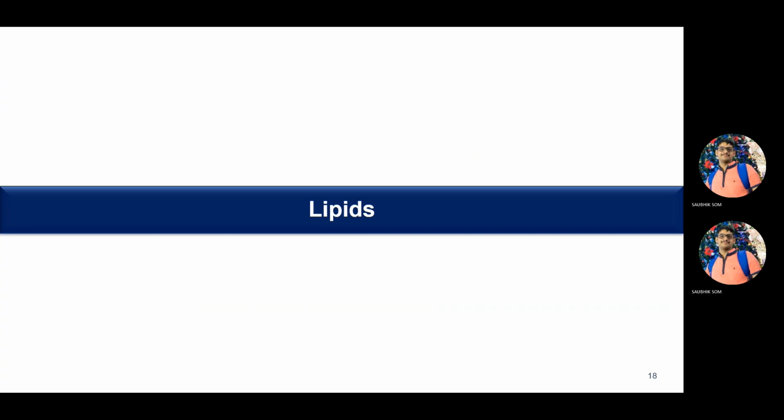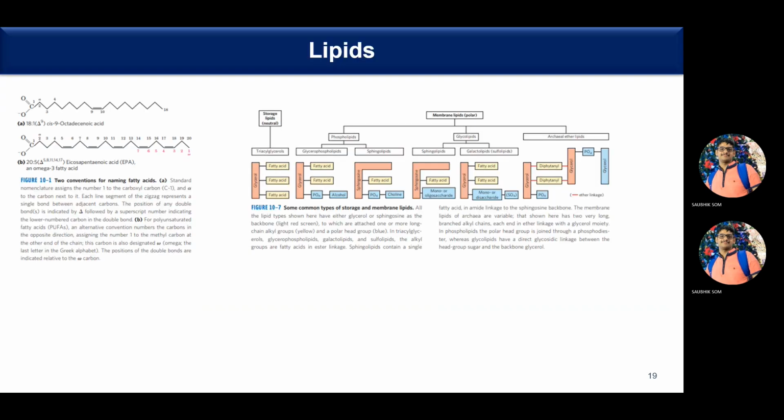Lastly, we talked in the last class, in week 3, about lipids. So lipids are of different types, and I will not go into details of what they do because it has been explained in the class. There is one thing I think was not explained in the class: the naming conventions of fatty acids.